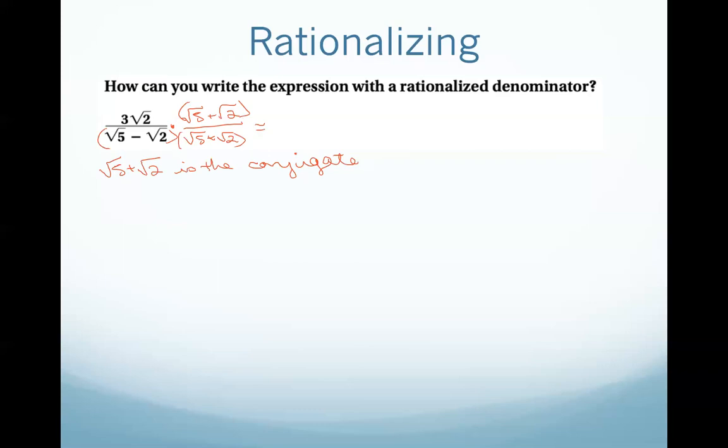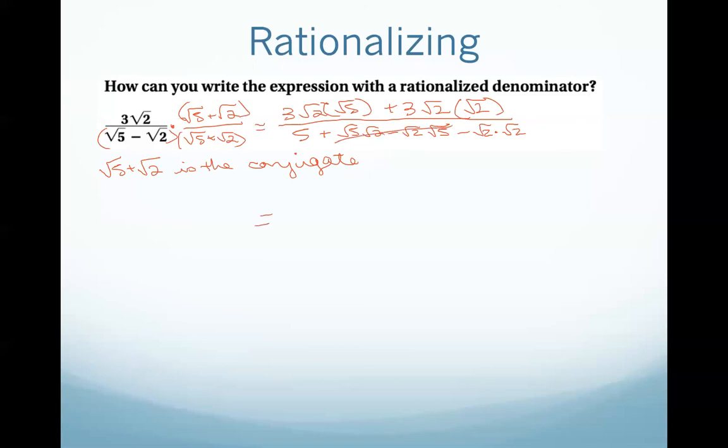In our numerator, we have 3 times the square root of 2 times the square root of 5, plus 3 times the square root of 2 times the square root of 2, divided by the square root of 5 times the square root of 5, which is 5, plus the square root of 5 times the square root of 2, minus the square root of 2 times the square root of 5, minus the square root of 2 times the square root of 2. Now we know the middle terms will cancel out.